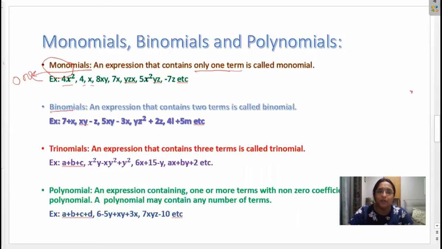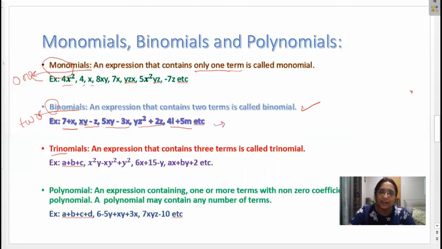Similarly, binomials. Bi means two. So an expression that contains two terms is called a binomial. In an expression, only two terms are there, then it is called a binomial expression. See here: 7 plus x, xy minus z, 5xy minus 3x, yz square plus 2z, 4l plus 5m. These are all called binomials.